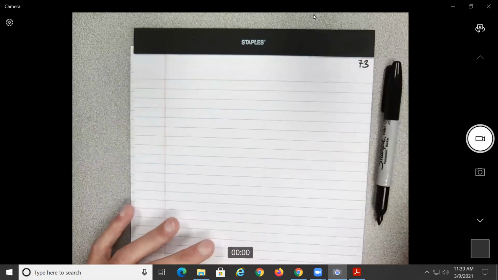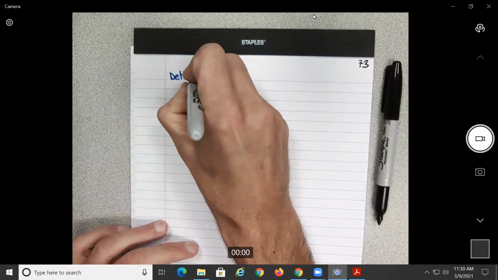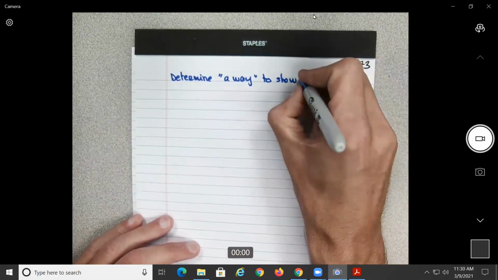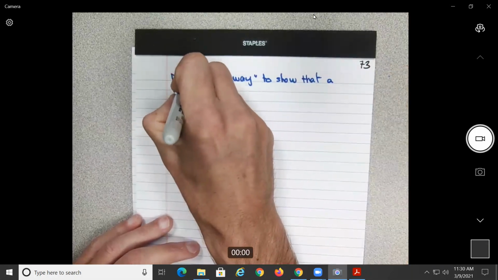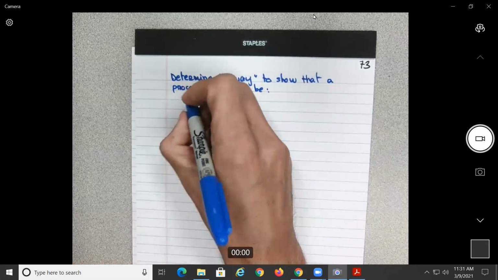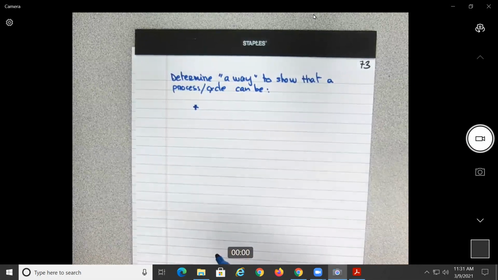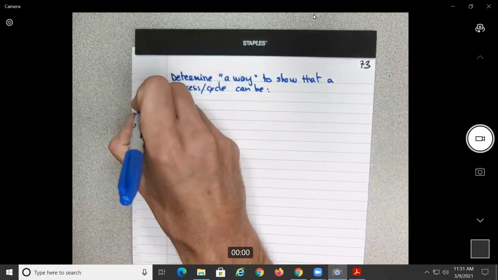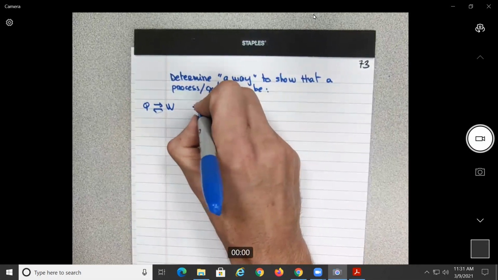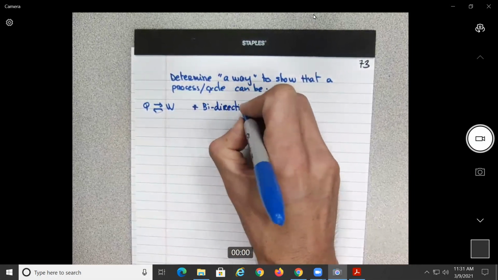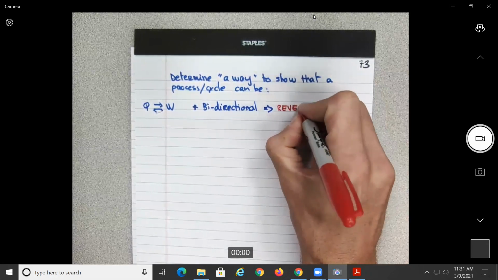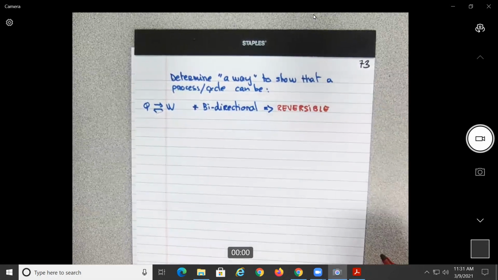So what we need to do now is to determine a way to show that a process or cycle can be reversed. We just said the first case, let's say it's the water. You can turn liquid water into ice, and ice into liquid water. So that will be both directions. You see I do the equal sign with arrows. Let's say it's bidirectional. But in thermodynamics, they call that reversible. You can reverse it, which makes sense.